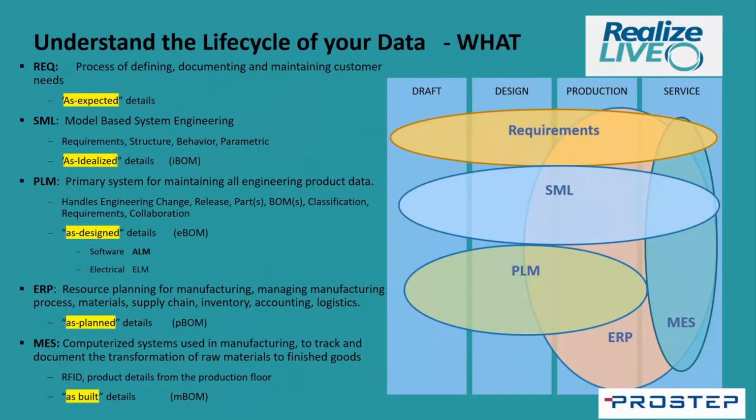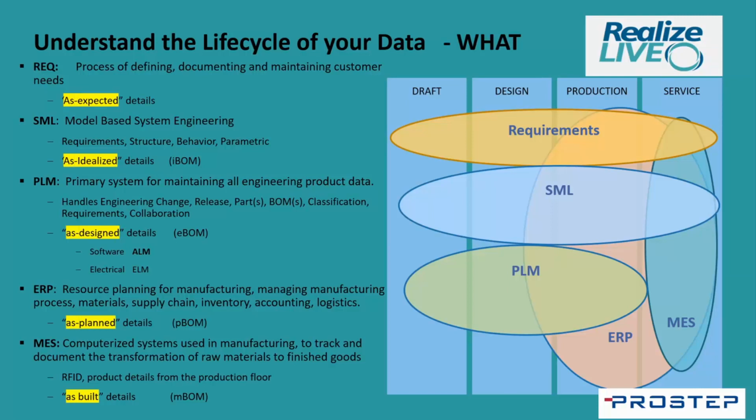So understanding the what is important. And I kind of broke this out here as to as expected, as idealized, as designed, as planned, and as built. A lot of people understand and are familiar with an E-bomb. A lot of people understand and are familiar with an M-bomb, right? So engineering bill of materials versus a manufacturing bill of materials.